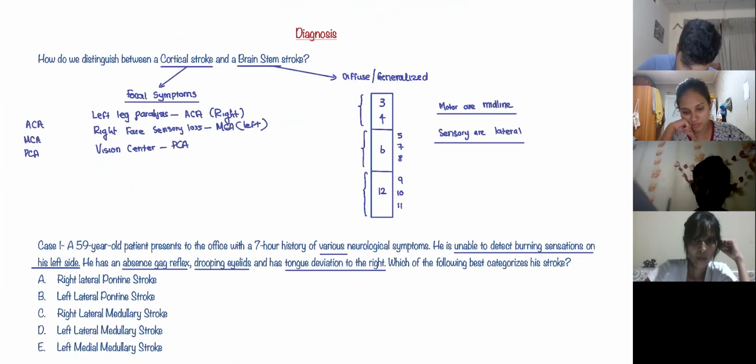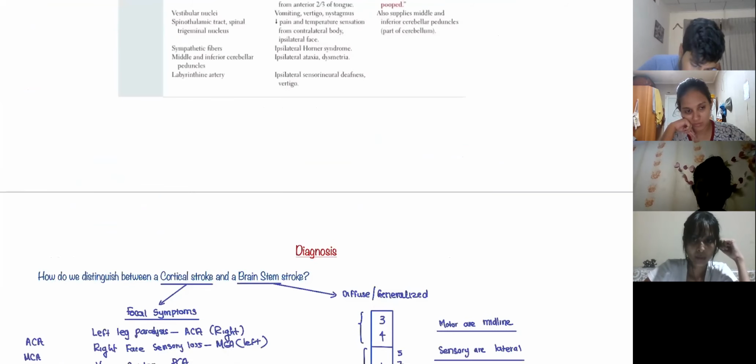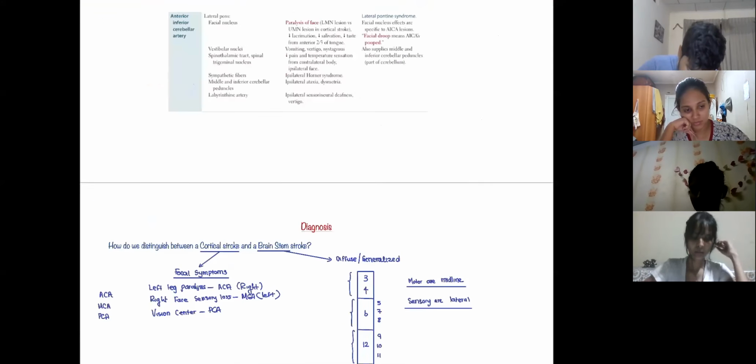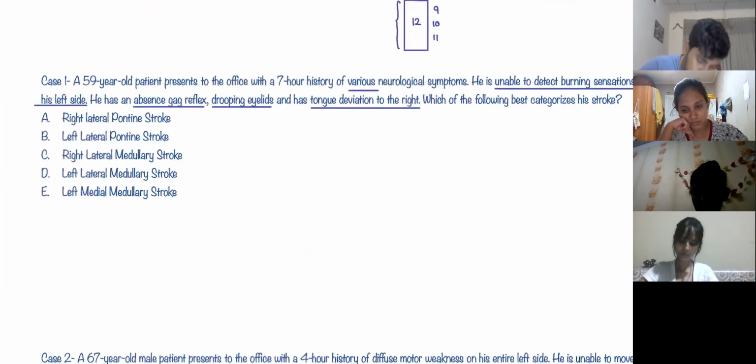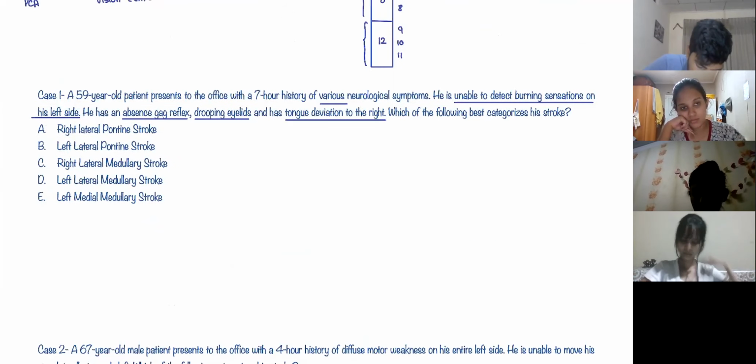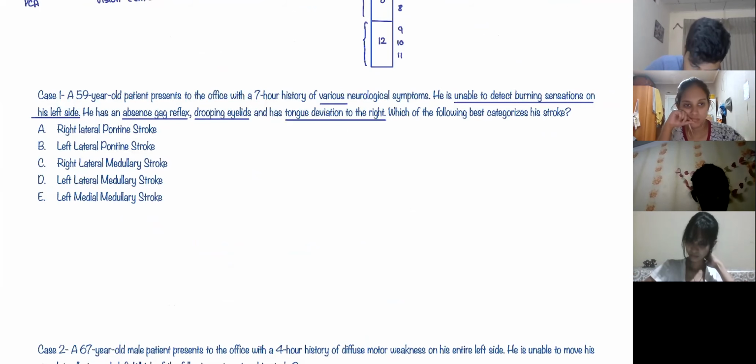So can you guys tell me what is the artery that is affected? Is it the pontine arteries or the medulla? Look at this and tell me.